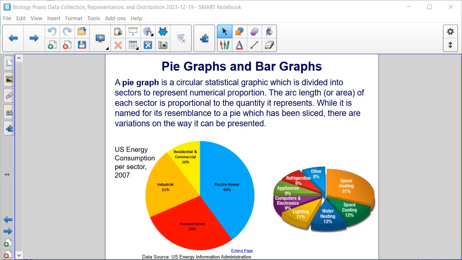While it is named for its resemblance to a pie which has been sliced, there are variations on the way it can be represented. So on the left, you see the same pie graph from the previous slide. And on the right, you can see a different representation of a pie graph where the quote-unquote slices, as they are not connected in the same way.